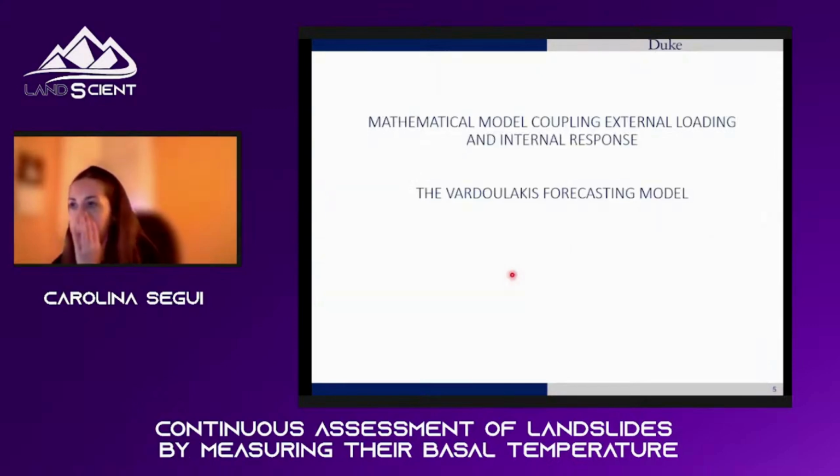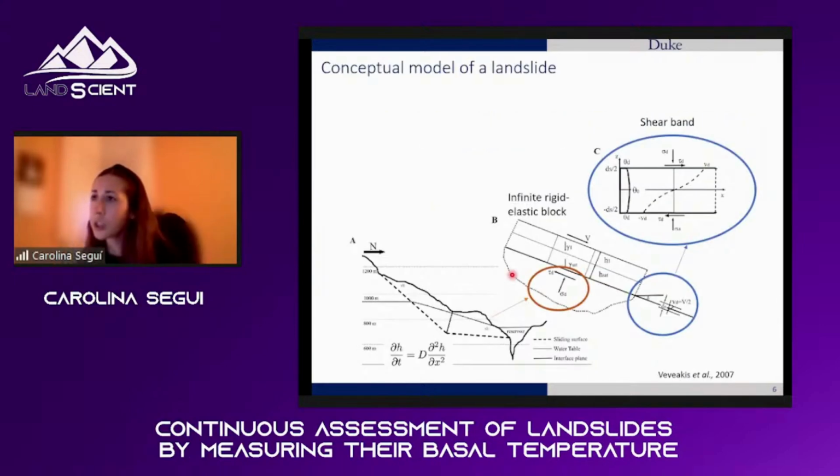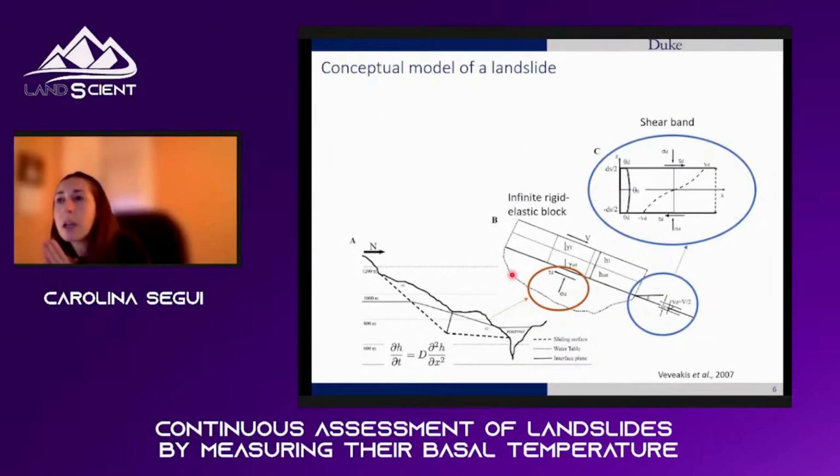So now I will explain the mathematical model we use, which couples the external loading, so the groundwater variations, with the internal response. That is, how the material of the shear band behaves, which we have called the Veveakis forecasting model in honor of the late Professor Ioannis Veveakis. This mathematical model has three conceptual models of the landslide.